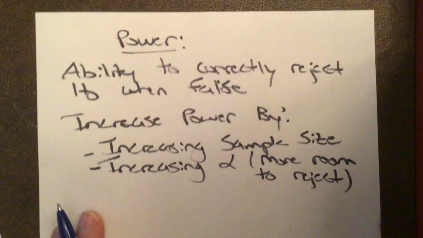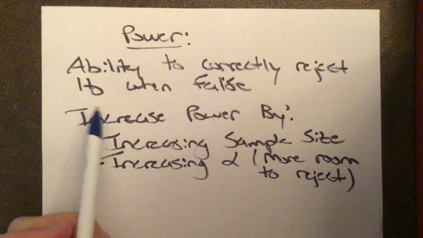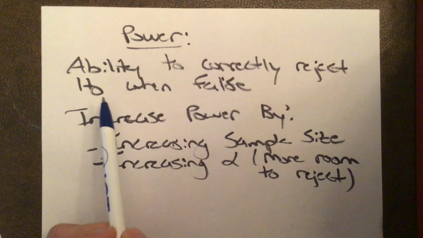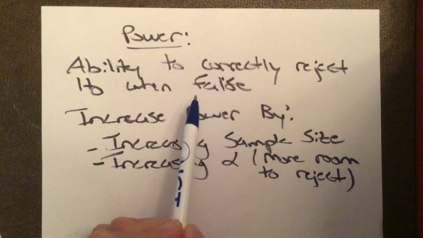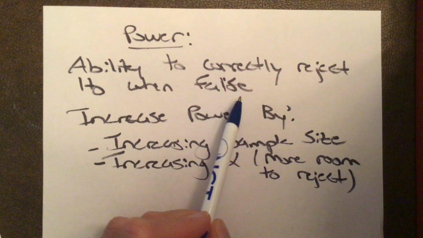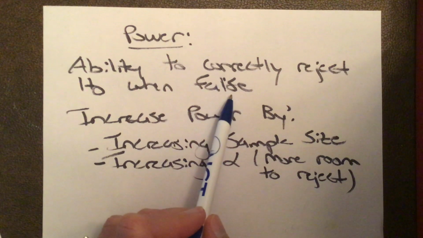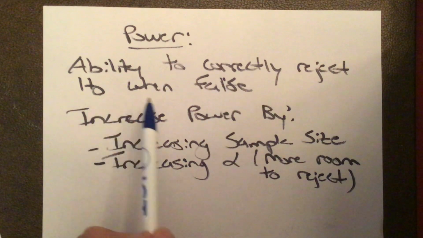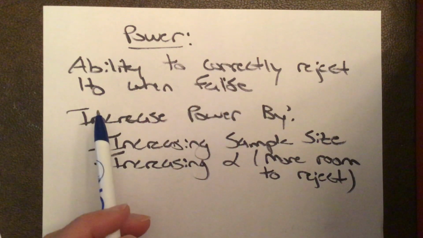And then lastly, power of a test. Okay, they sometimes like to ask about this. The power of a test is the ability to correctly reject the null or the Ho when it is false. Okay, because that's usually how you design a test. Usually you design a test where the Ho is what you're kind of assuming is true, and the alternative is what you think is true or trying to prove.